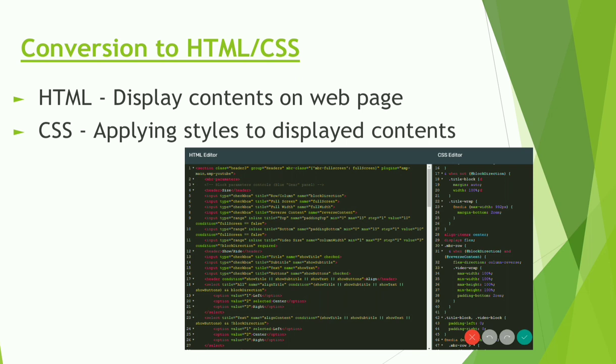So what are the contents available in the website? Everything is HTML, that is hypertext markup language. Next we are going to apply some CSS to the HTML. What is CSS? Cascading style sheets. So applying styles to the displayed content. The content is already available, and if you want to apply some effects or some styles to the existing content, that you can do with the help of CSS.